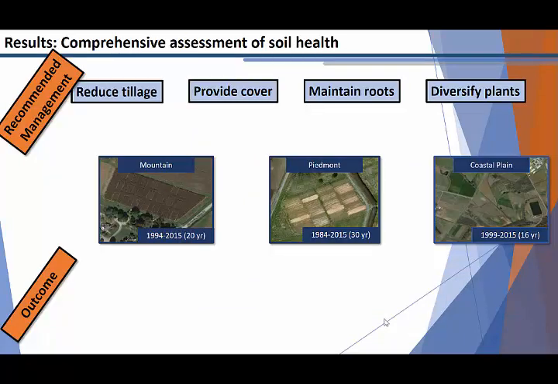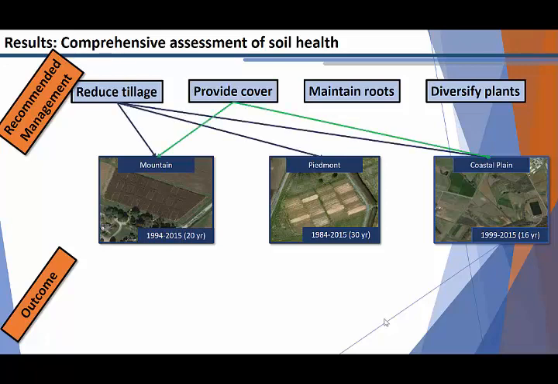So when we look at the reduced tillage, providing cover, maintaining roots, and diversifying plants, these are all the recommended management practices for soil health management. We had reduced tillage at 3 locations. We had providing cover at 2 locations. We had maintaining roots at 2 locations. That's the providing cover and maintaining roots is basically having a cover crop during the winter after you harvest your cash crop in the summer.